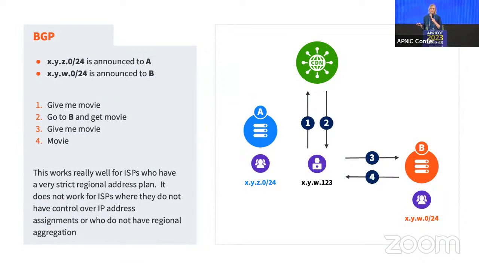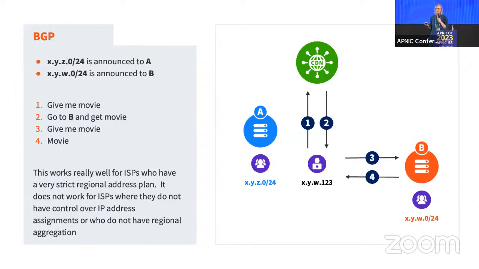So if we look at the use case where BGP is used both for the steering and the signaling between the ISP, we just have a quick overview of how those CDNs who do that work. So here, imagine you have XYZ.24 announced to cluster A and XYW is announced to cluster B. And you have a user from XYW123 and they're requesting a movie or a file.